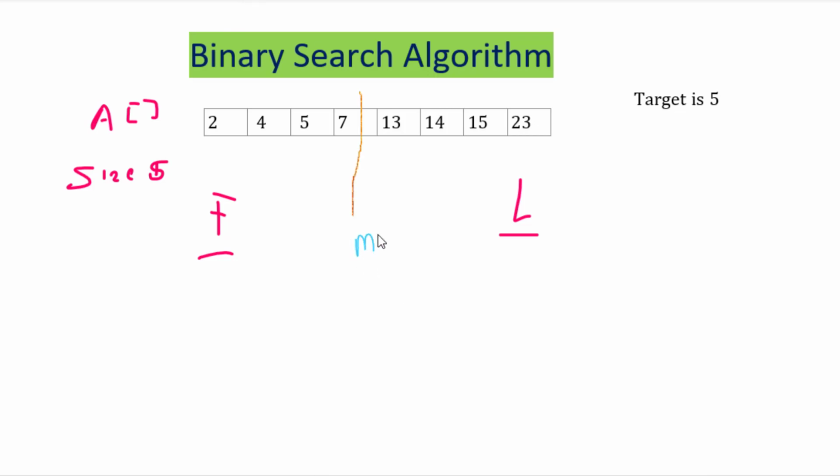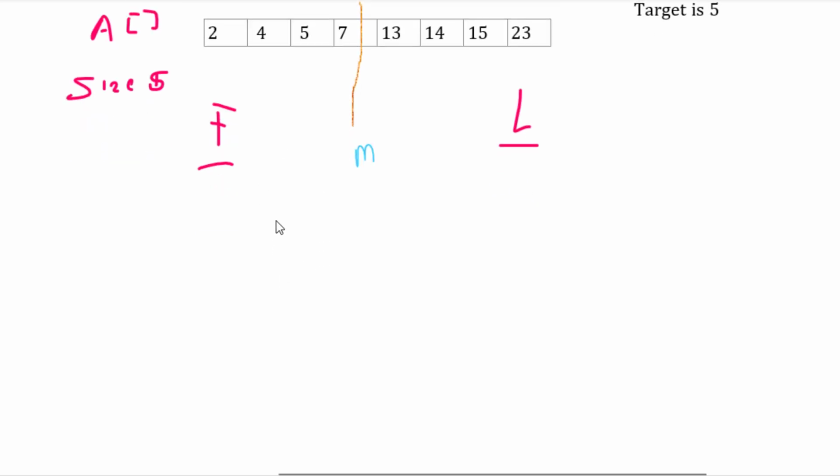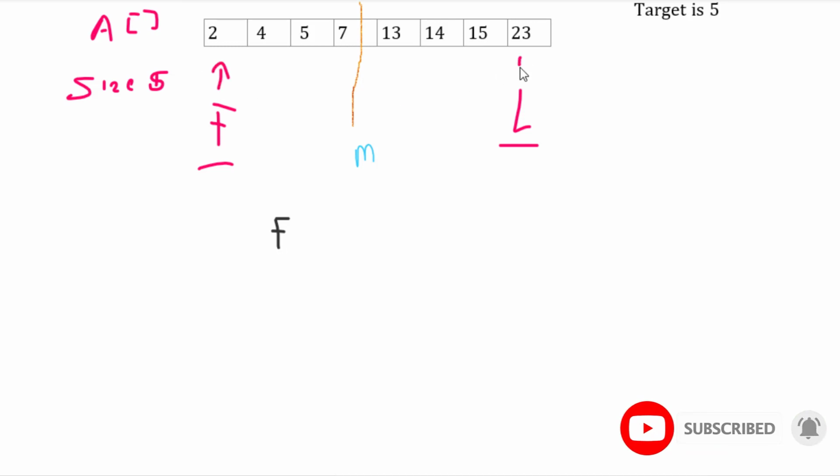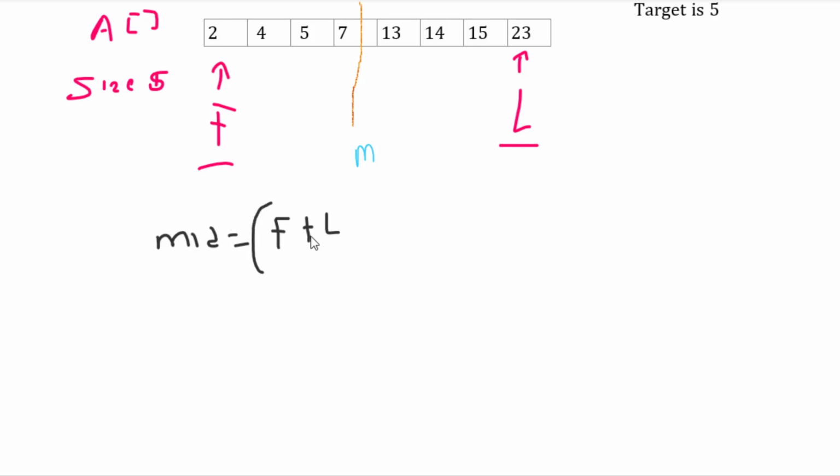Now how do we get the middle element? It's very simple. To get the middle element, we take the first number. In our case here, the first number is 2, while the last one is 23. So we take the first number and add it to the last. We are calculating the middle, which equals the first plus the last, all divided by 2. In our case here, the first is 2 while the last is 23. So this gives us 25.